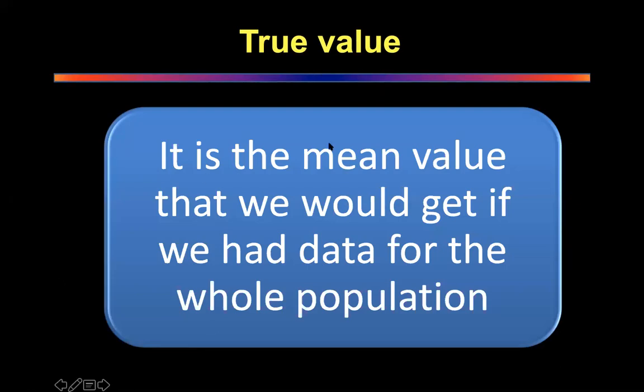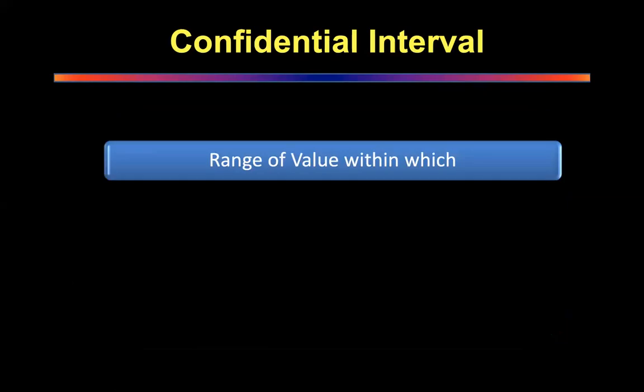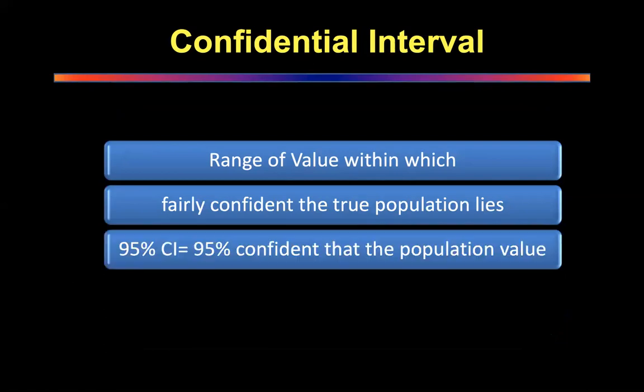So what is true value? If we have used a mean value for a sample, then what value would we get for the whole population? That is called the true value. Because really any study is done so that you can apply it to the whole population. The sample is not the real answer. The real answer is the whole population. So a confidence interval is a range of values within which you are fairly confident that the true population value lies.